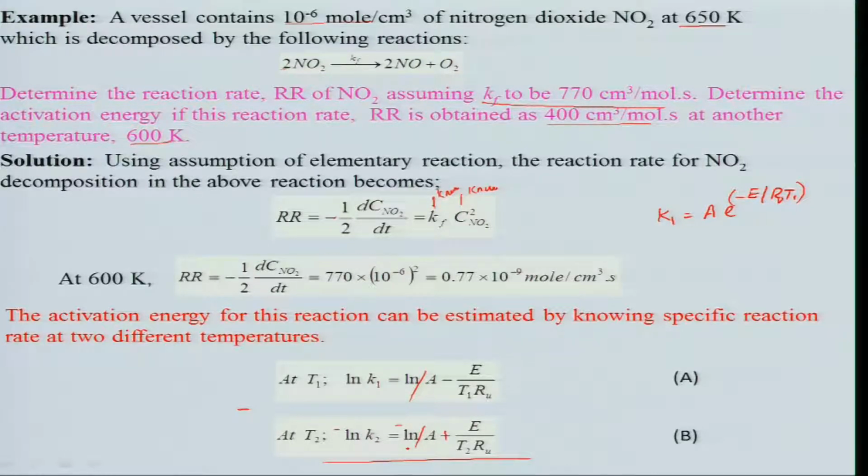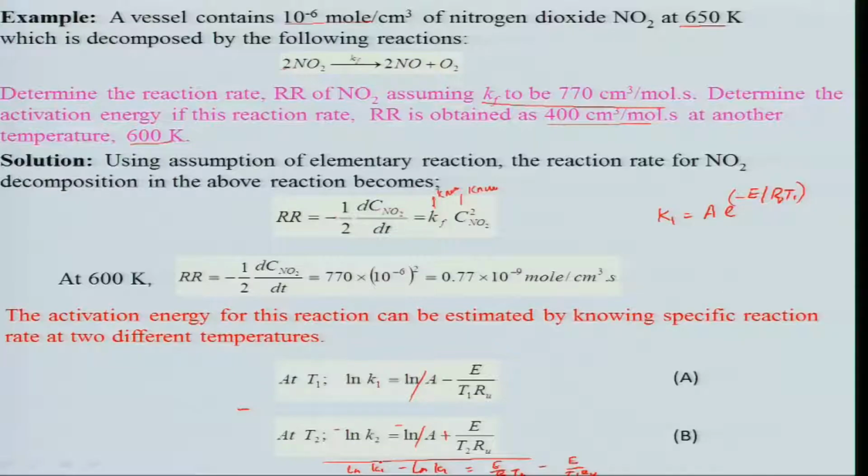What I will get is ln K1 minus ln K2 is equal to E by R_u T2 minus E by T1 R_u, right. We will simplify this and get the expression, because now E is the same in both. So, we need to determine E from this equation, and I know K1 is known, K2 is known, T1 is known, T2 is known, R_u is of course the same. So, you can very easily determine E.